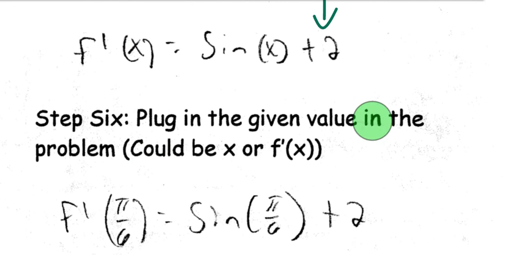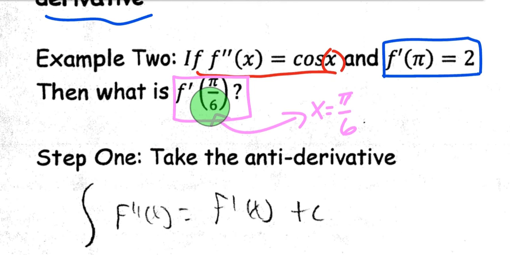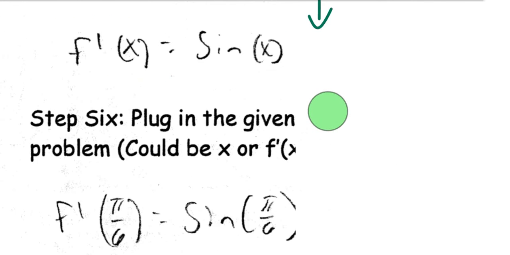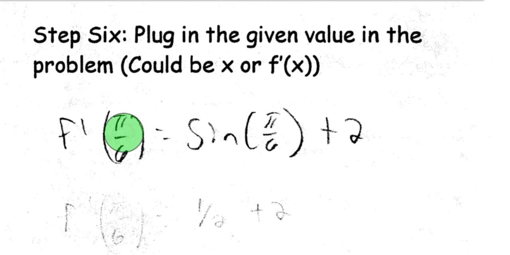Step 6, plug in the given value in the problem. Could be x or f prime of x. In this case, they gave us that x was, let's see here, it says f prime of pi over 6. So we know x is pi over 6, so we just need to figure out whatever f prime is. So we're going to plug in pi over 6 wherever there is an x. In this case, there's actually just one x.